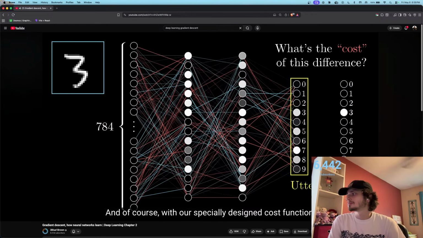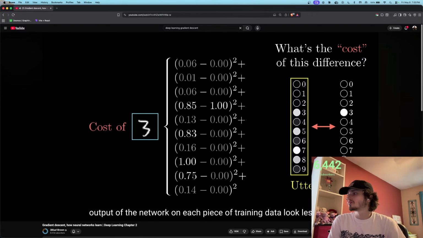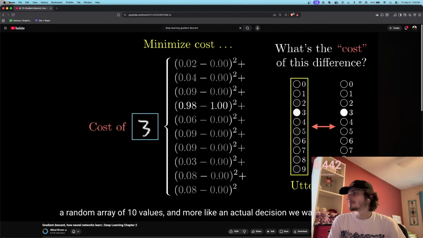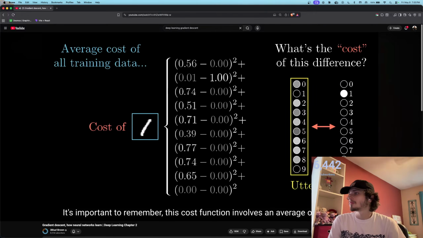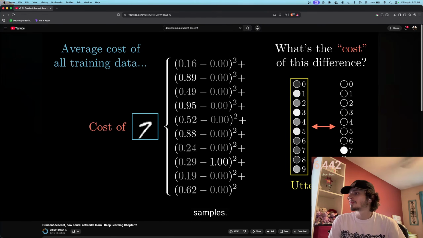And of course, with our specially designed cost function, changing the weights and biases to decrease it means making the output of the network on each piece of training data look less like a random array of 10 values and more like an actual decision that we want it to make. It's important to remember, this cost function involves an average over all of the training data. So if you minimize it, it means it's a better performance on all of those samples.